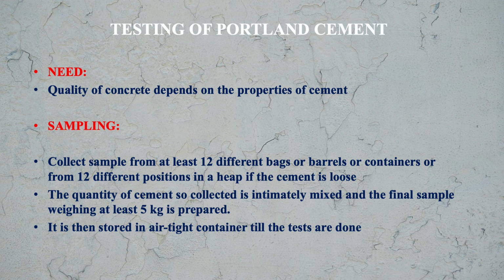So first of all, how do we do the sampling? The samples are collected from at least 12 different bags or barrels or containers, or from 12 different positions in a heap if we are using loose cement. The quantity of cement so collected is intimately mixed and the final sample weighing at least 5 kg is prepared. Then it is stored in an airtight container till the tests are done.